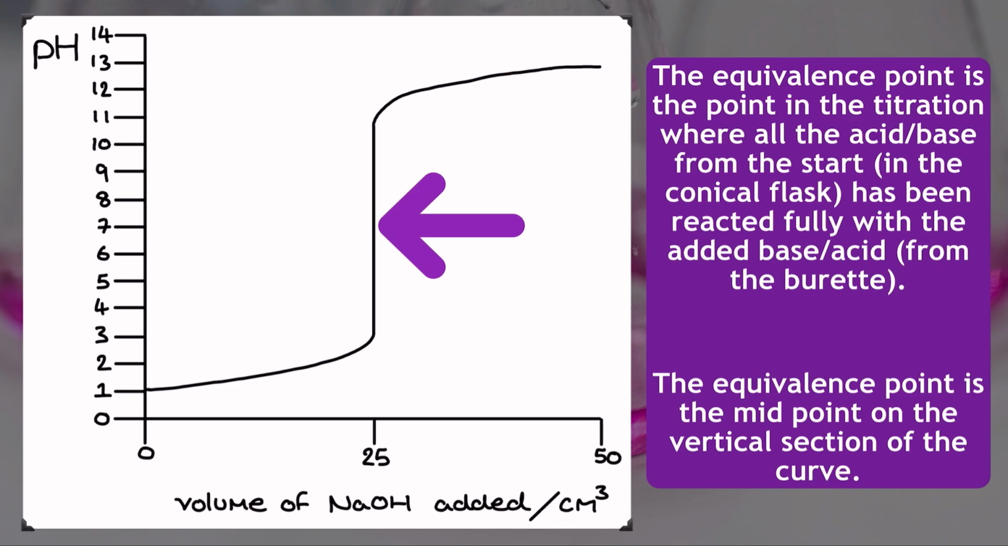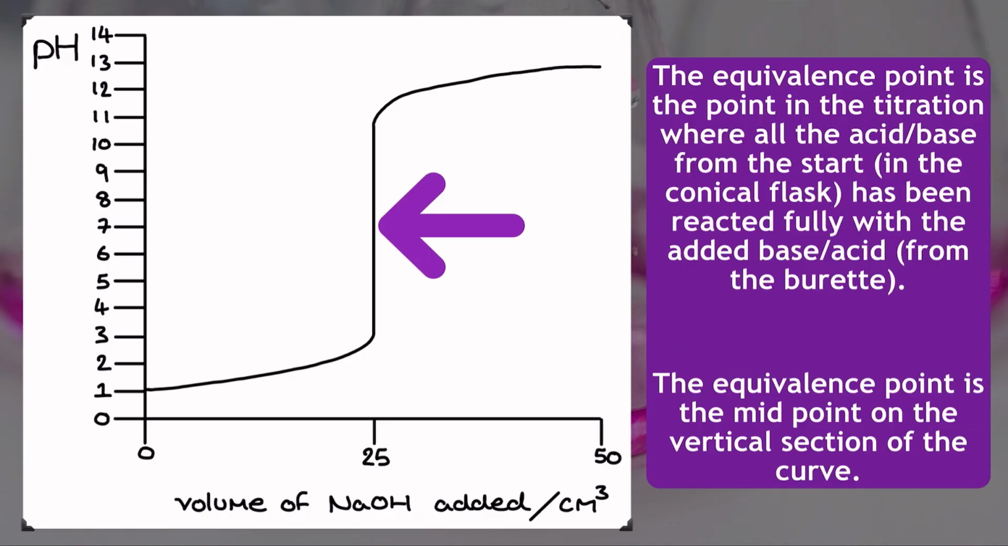Now, for this particular titration, the midpoint is 7. But that isn't always the case. So please don't assume that the equivalence point is always going to be 7. It varies if we're using weak acid or weak bases inside our setup.